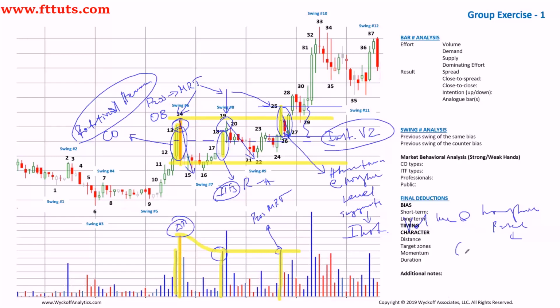This suggests a confirmation of up bias, and suggests that the move, the rally, is underway, and the breakout is going to start right now.